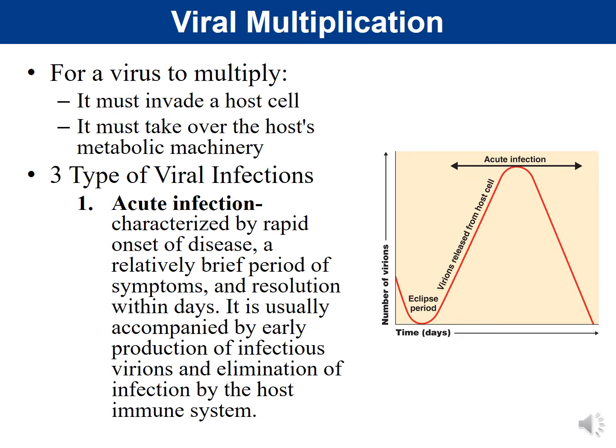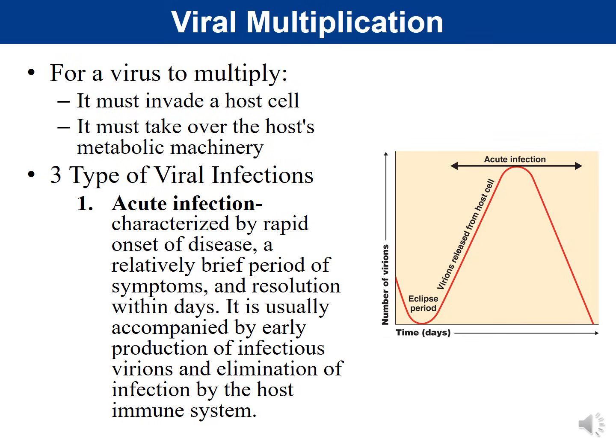So in order for a virus to multiply, several things have to happen. First, it needs to invade the host cell. Again, we talked about attachment, and so in order for the virus to replicate itself, it has to be able to get in. So that's the first thing. The second thing that has to happen is that the virus needs to take over the host's metabolic machinery, basically to hijack the host cell to turn it into a virus-producing factory.